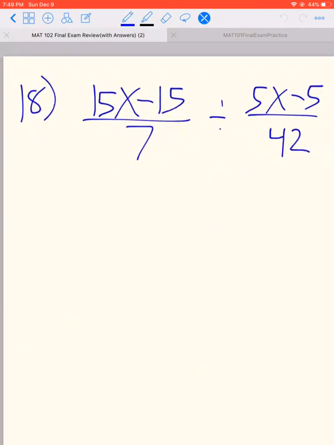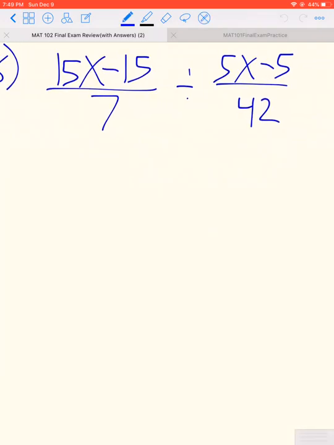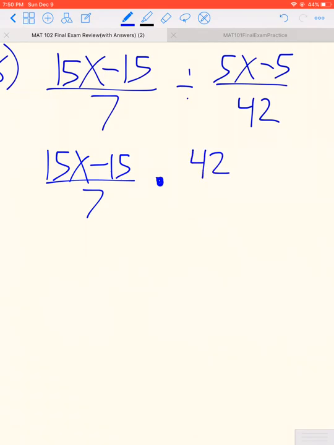Let's take a look at the next one. Here we have a division problem. In order to divide, we first want to rewrite it as multiplication. Some people like to use the expression keep, change, flip to memorize this. The first fraction stays the same. The second changes from division to multiplication by taking the second fraction and flipping it upside down, like this.